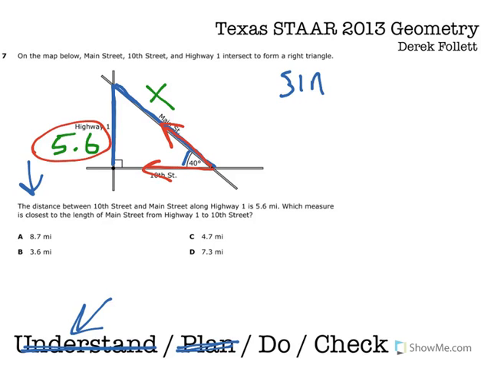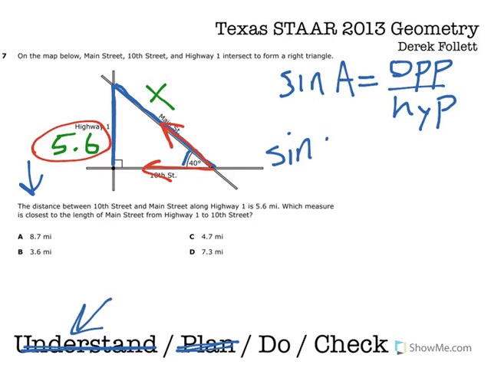So I know the formula for sine. I can do sine of my angle equals opposite over hypotenuse. And I just got to plug in the values and the unknowns from this problem. So my angle, let's start with that, was 40 degrees. Make sure your calculator's in degree mode. The opposite leg was the 5.6. And the hypotenuse was the x.